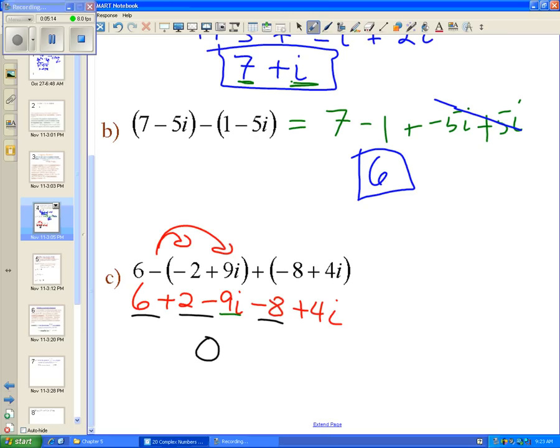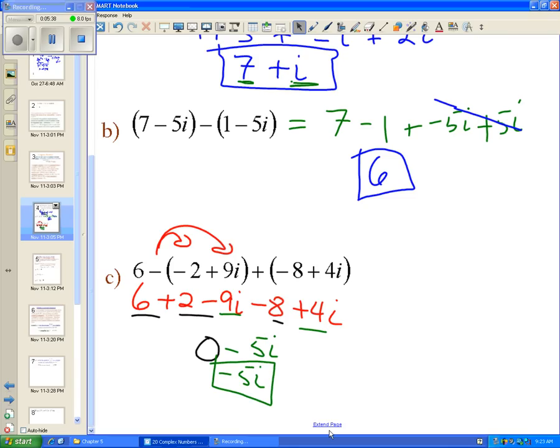Negative 9i plus 4i is negative 5i. Realize this is just a pure imaginary number with no real part. So that is my answer. That's combining like terms, adding and subtracting imaginary numbers.